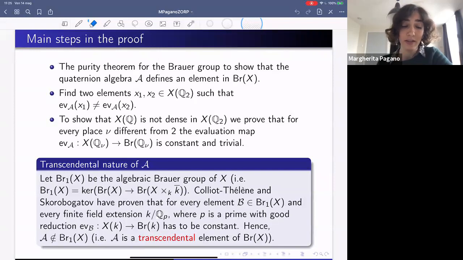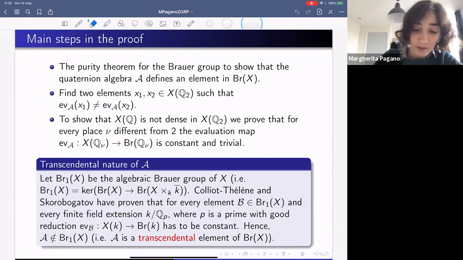So this means that our quaternion algebra is not an algebraic element in the Brauer group of X, because I mentioned that our variety has good reduction at 2, and the evaluation map from the Q2 points on X to the Brauer group of Q2 is non-constant. And so this is a transcendental element in the Brauer group of X, and usually constructing a transcendental element on a K3 surface is difficult, but somehow here it was surprisingly easy to construct this element.